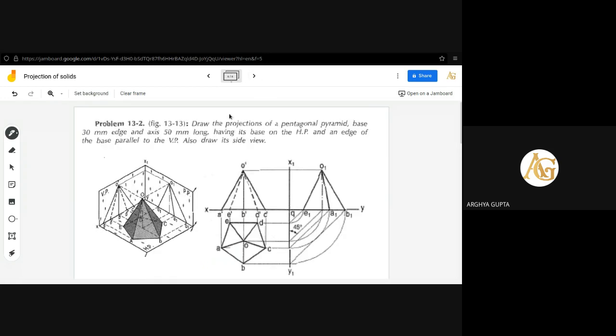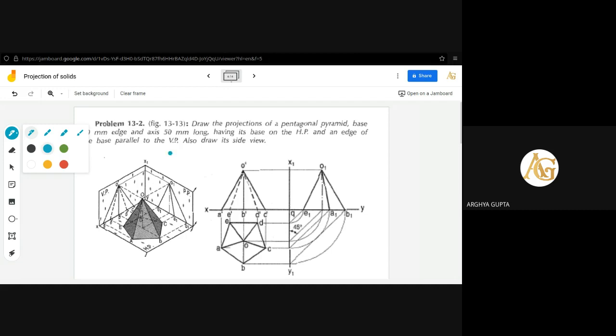Now the next one: draw the projection of a pentagonal pyramid, base 30 mm edge and axis 50 mm long, having its base on the HP. HP means it will be resting on the HP, as is the case here, and an edge of the base parallel to the VP. So this concept is important in this situation, that an edge of the base is parallel to the VP. That means you have to draw the pentagon like that.